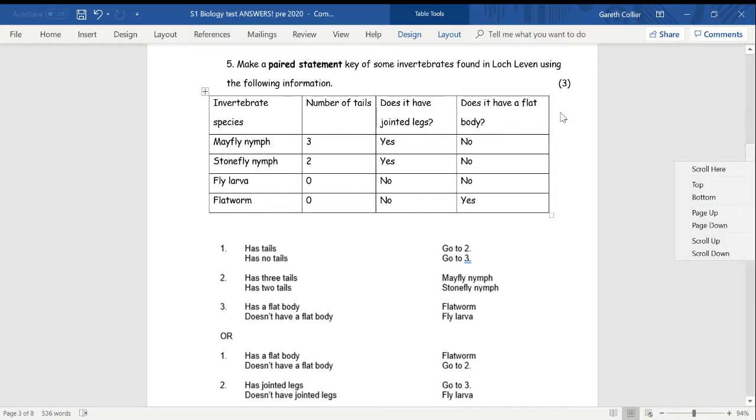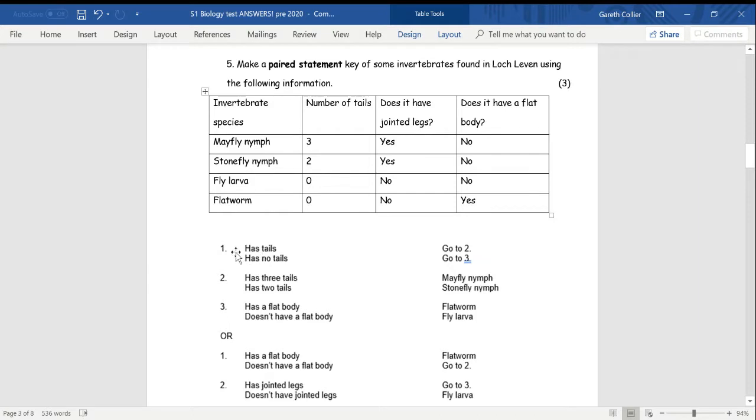So it gives you some information. So you can see mayfly nymphs have 3 tails, stonefly nymphs have 2, whereas fly larvae and flatworms have none. So for this first question here, you could ask something to split the species into different groups. So has tails, has no tails. At this point, we're not worried about the number of tails.